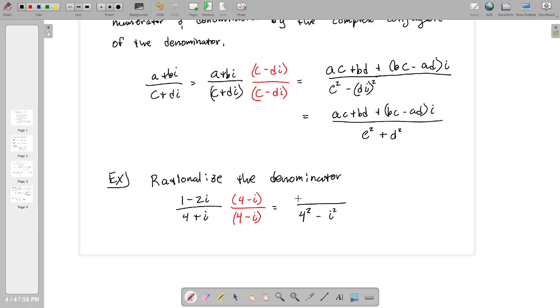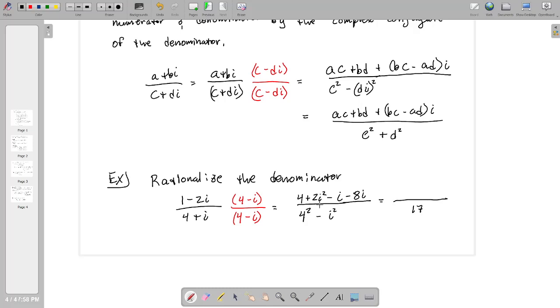On top, we have 4 plus 2i squared. The negative 2i times the negative i. Minus i, it's the 1 times the i. Minus 8i, that's the negative 2i times the 4. So again, the i squared becomes a negative 1, so we get 4 squared plus 1, which will become 17.